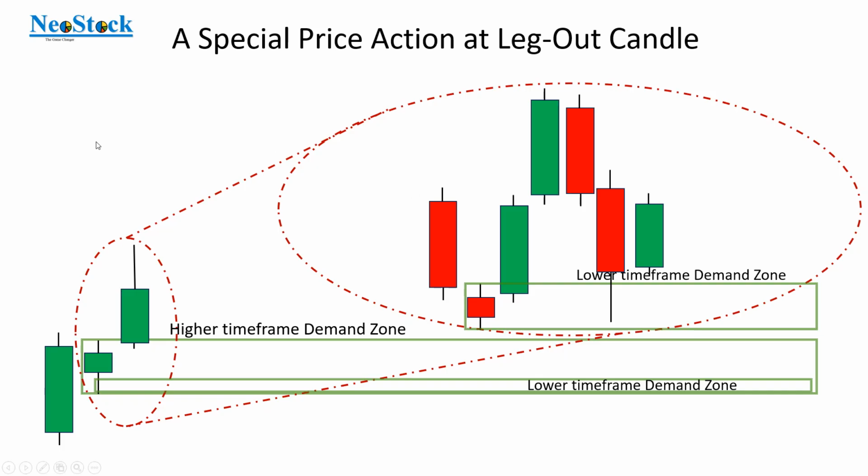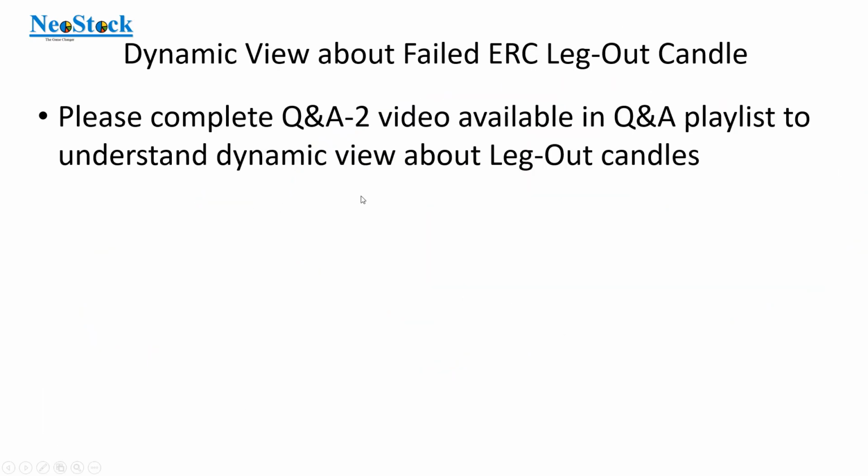What you are seeing on the charts, rally, base, rally, this is called static view. Then what is a dynamic view? I gave a detailed explanation about this dynamic view in the Q&A, question and answers, second video. See the dynamic view about failed ERC legout candle. Please complete the Q&A 2 question and answer session 2 video available in the Q&A playlist. Go to the Q&A playlist and try to understand the dynamic view about the legout candles.